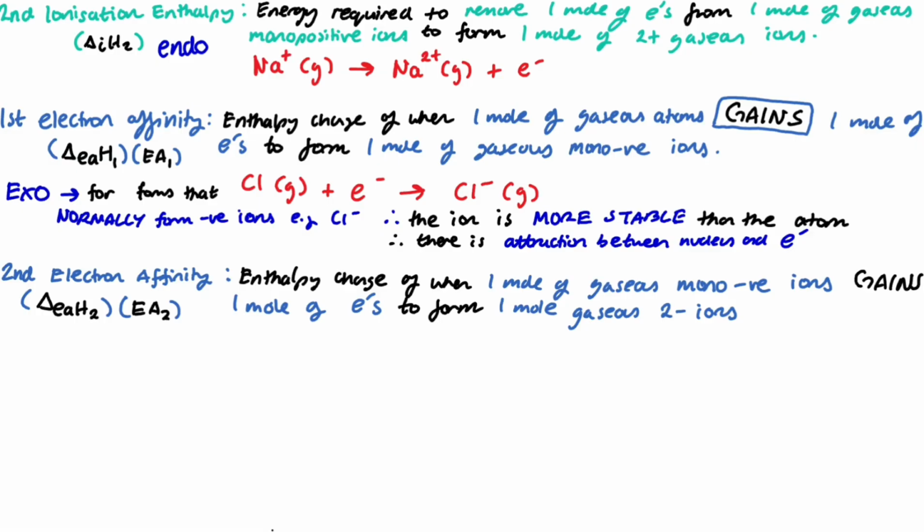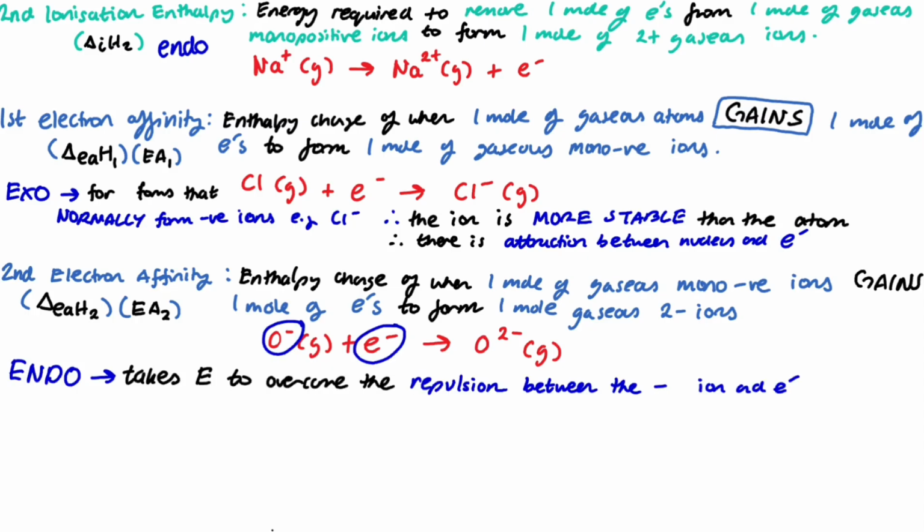Another example is oxygen, and this time it's not exothermic, it is endothermic, because it takes energy to overcome the repulsion between the negative ions and the electron. Sorry, I had a little hiccup there. So that's why it's endothermic. You need to remember all of this because they might put this in a 1 marker or 2 marker.